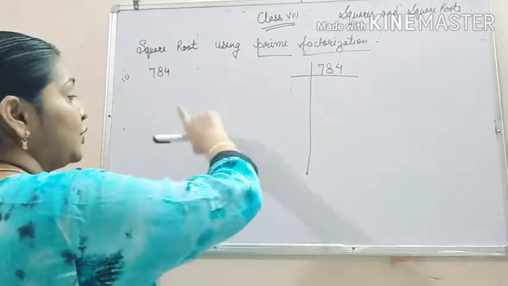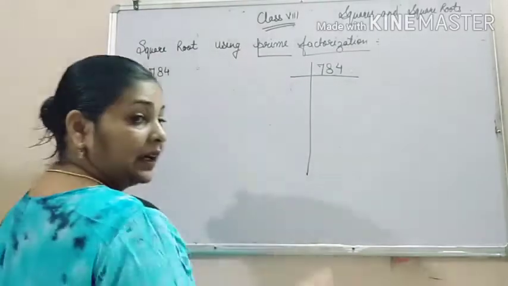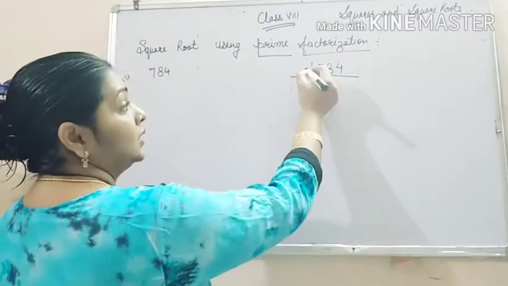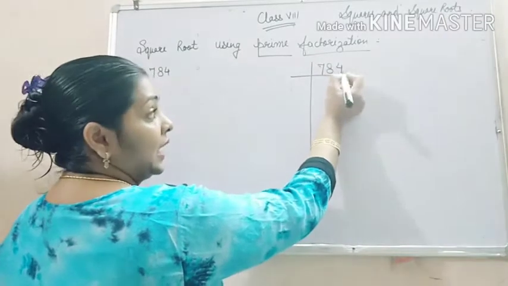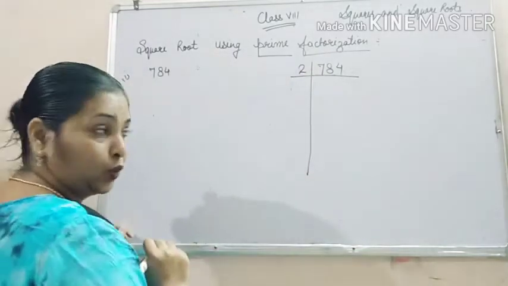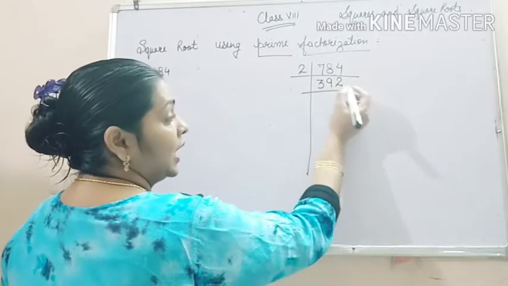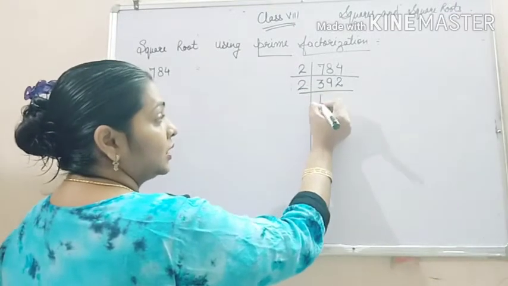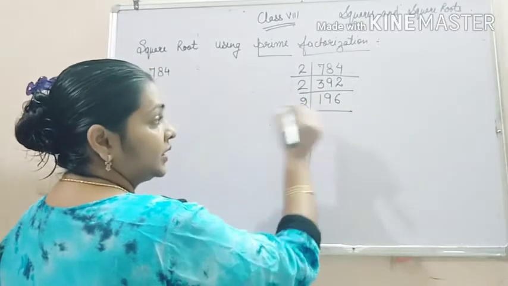That means we have to divide 784 by the prime factors till we get the remainder 0, or in the end we get 1. So first of all, as the last digit is 4 and 4 is divisible by 2, we will divide it by 2. It will be 392. Again the last digit is 2. That means it is divisible by 2. 196.